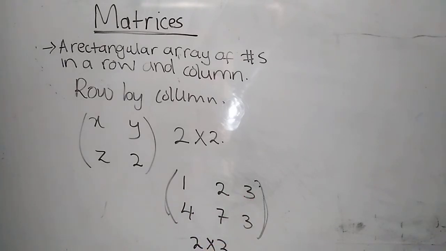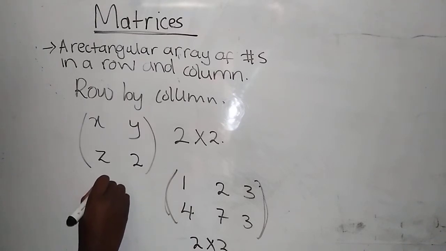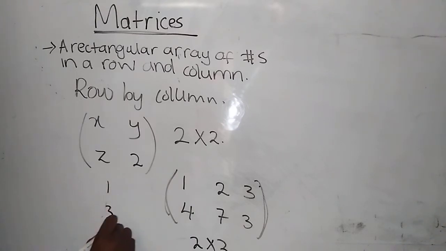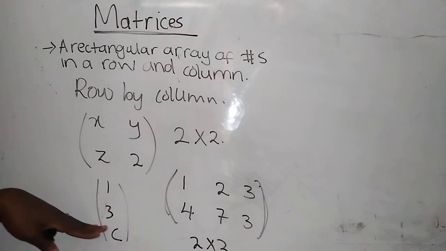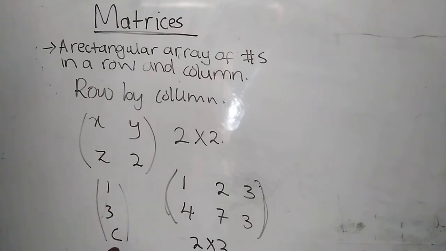We can also have a matrix like 1, 3, C, like that. What's the order of this matrix? How many rows do we have? 1, 2, 3. We have 3 rows. So it's a 3 by how many columns? 1. So this is a 3 by 1 matrix, right? 3 rows, 1 column.